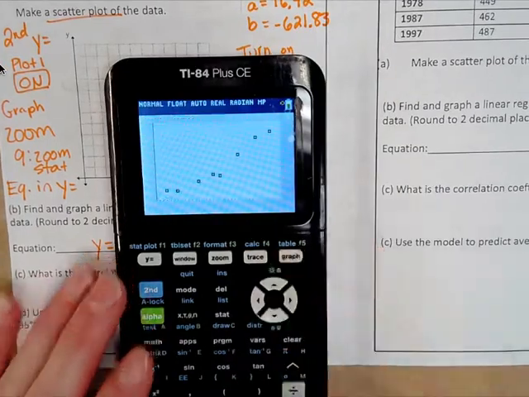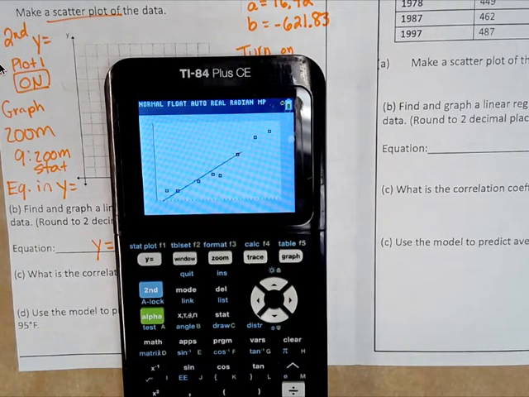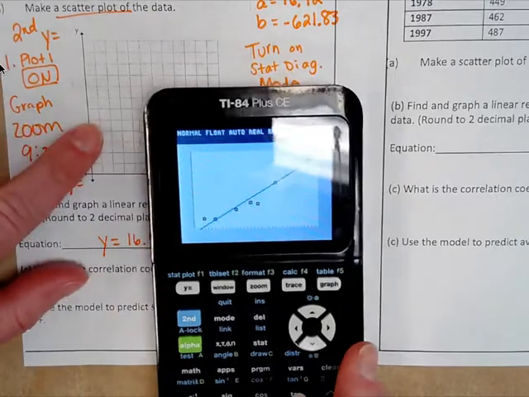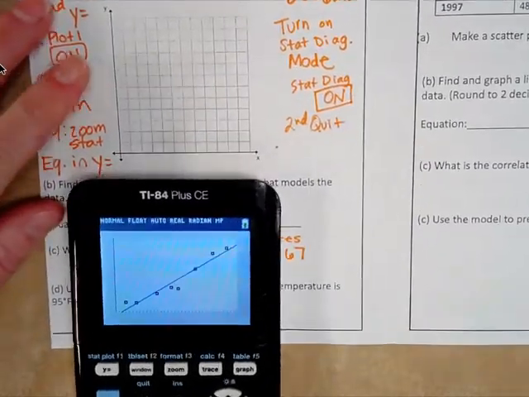All right, so let's hit graph again and check out our line. So that looks pretty good. If our line wasn't even close to it or you don't even see it, double check that you entered the right one in. All right, we're going to make a scatter plot on here.